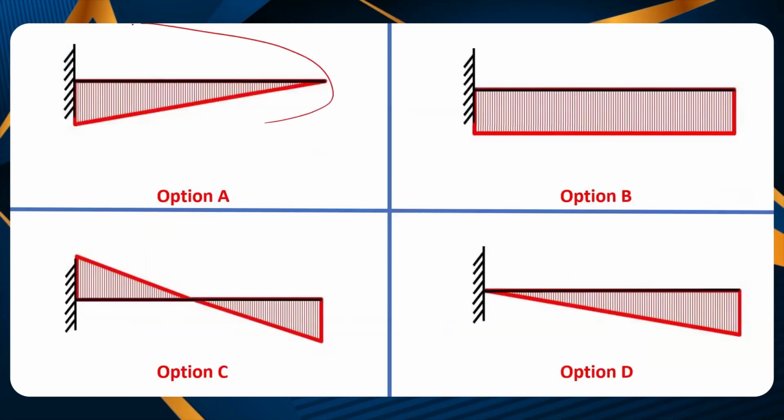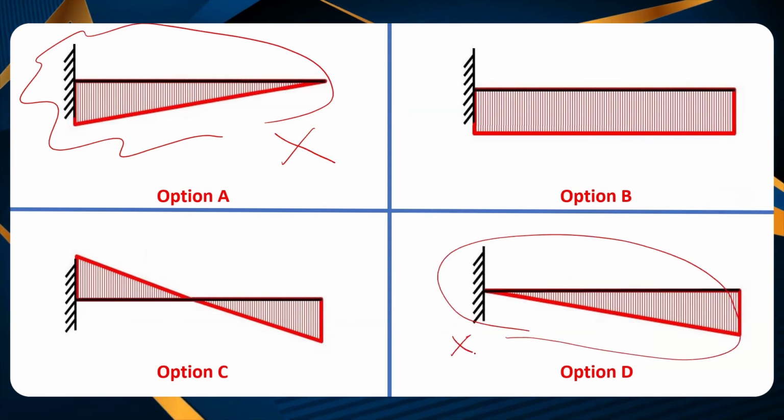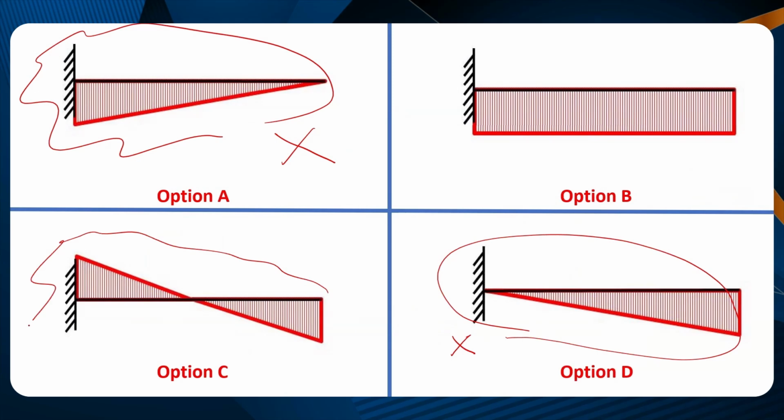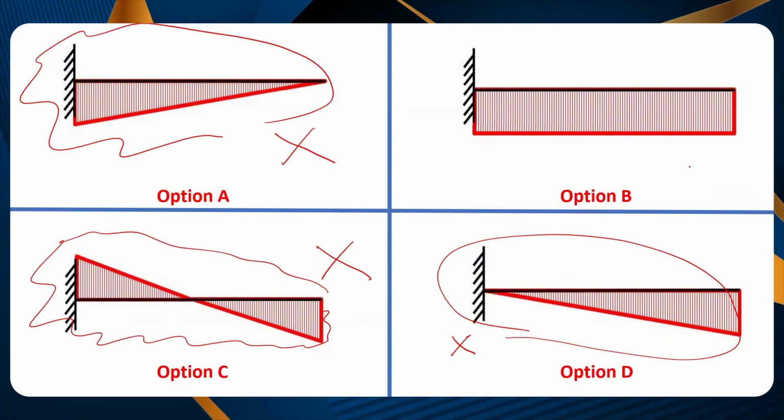So inclined line is not possible. We will discard it. This inclined line isn't possible either. This is the diagram when we have a simply supported beam and uniformly distributed load. So this is wrong. The correct option is option B.